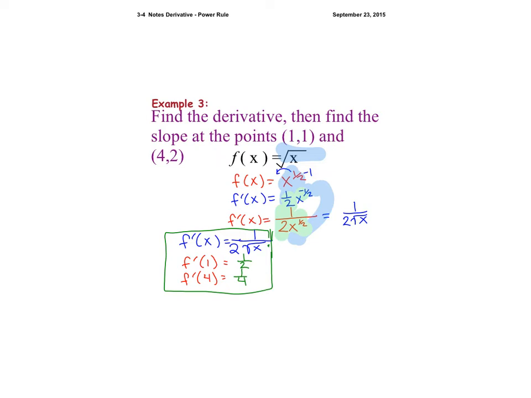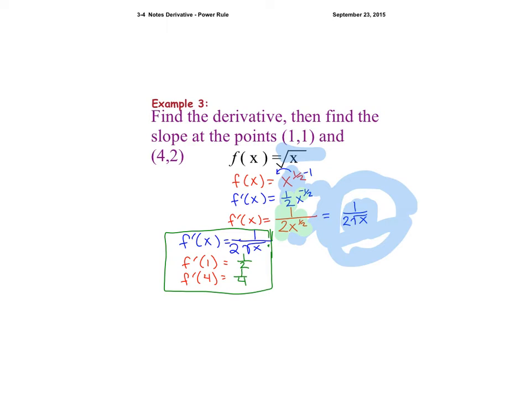Are we done though? No. Make sure you have it all in radical form. Now some teachers don't like that still because they don't like radicals on the bottom. So you potentially have to multiply top and bottom by radical x. So you would end up with radical x over 2 times x. But that's not why we're here.